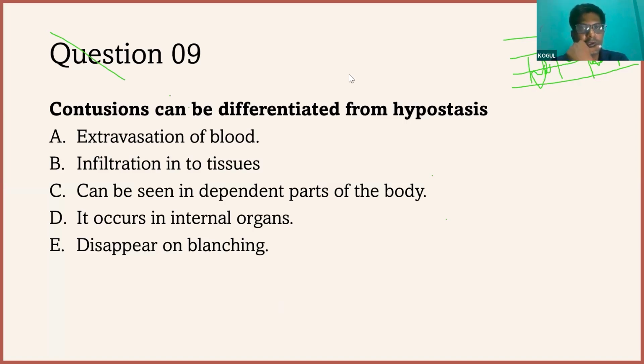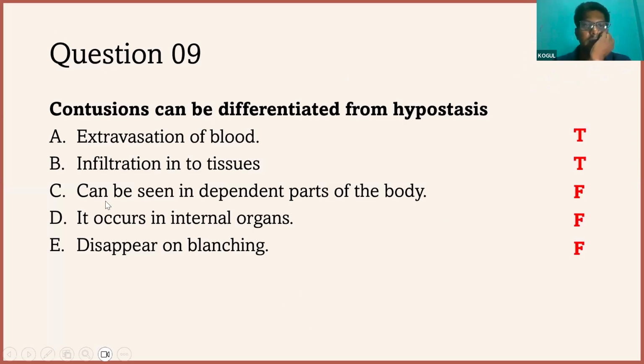False, no? Because it's not the answer for the differentiation. Like this, can be seen in the dependent part of the body does not help to differentiate from hypostasis. Same, it can occur in the internal organs does not help to differentiate from hypostasis. So the question is, contusion can be differentiated from hypostasis. It occurs in the internal organ. Even if it occurs in the internal organ, we can't differentiate because hypostasis also can occur in the internal organ. So that is false.